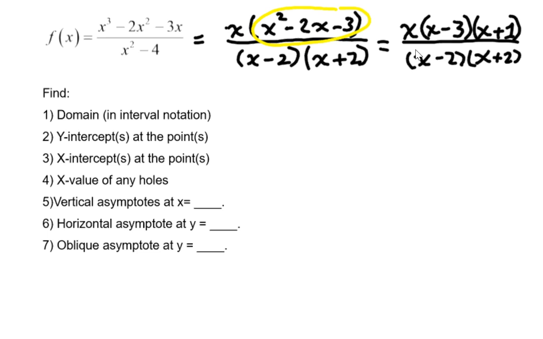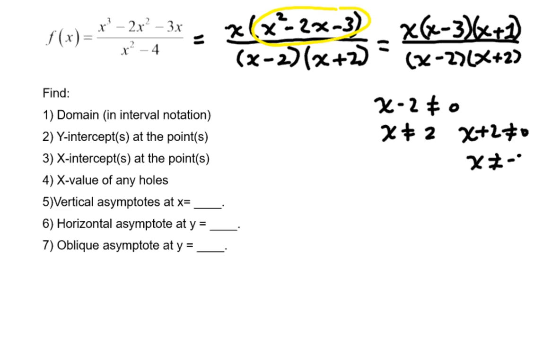Now, if you ever have zero in the denominator of a fraction, then you get an undefined result. So anything that would make this denominator equal zero should be excluded from the domain. Now, notice that if I set each one of those factors in the denominator equal to zero and solve for x, I will get x cannot equal 2. And x plus 2 cannot equal 0 will yield x cannot equal negative 2. So those are two numbers that should not be included in the domain, right?